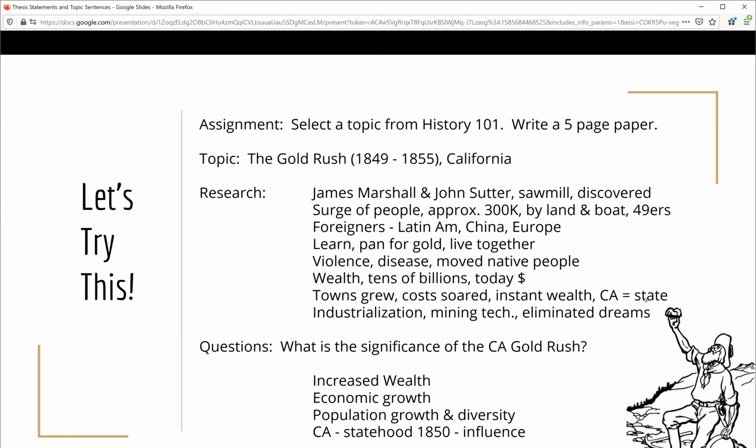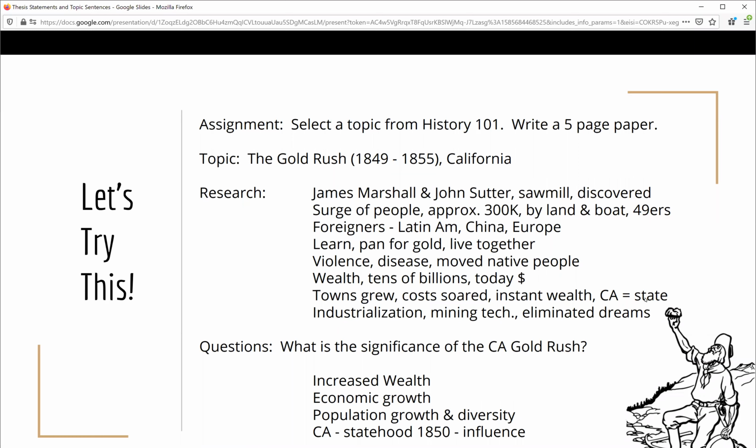As a result of this influx of people, violence and disease spread throughout the territory, and the native people were forced to move. The miners found gold that today would be worth tens of billions of dollars. As the towns in California grew, the costs soared. With all of that wealth, California quickly became a state. The industrialization of mining technology caused many miners to lose their dreams of wealth.